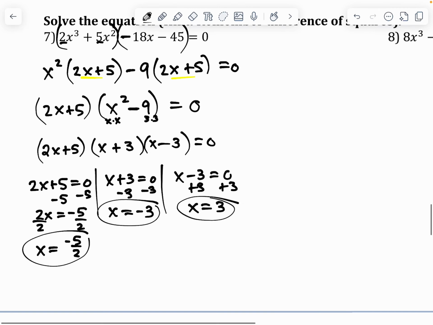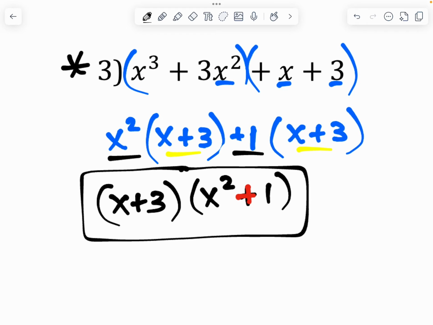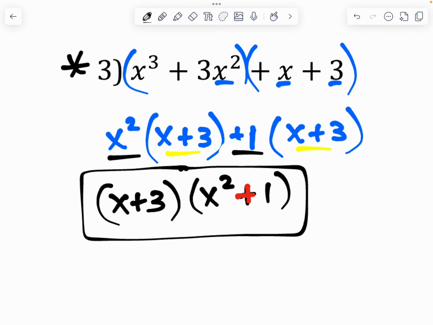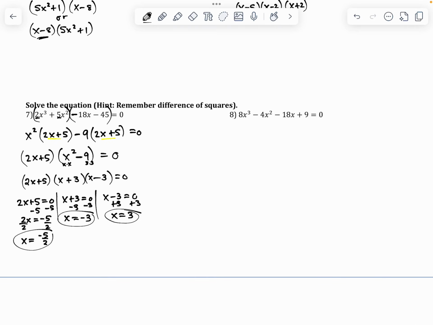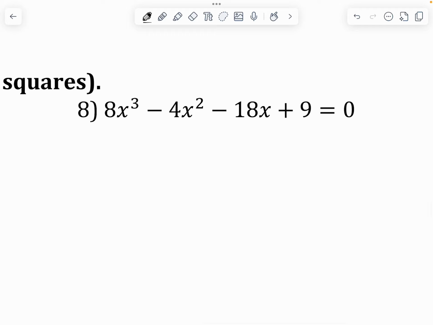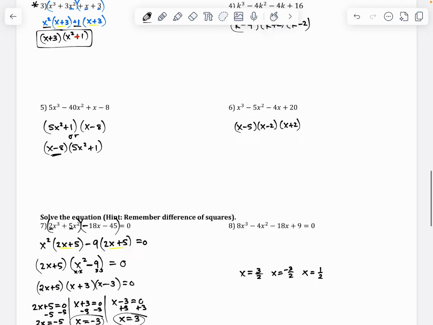It's not always going to work out with 3 solutions unless you have the difference of two squares. So like if we went up here to this one right here, if we were to solve it, it would only have 2 solutions because it only has 2 factors. Okay? All right, and that is pretty much it. I'm going to give you the answer to number 8, and you can see if you can figure those out. So x is equal to 3/2, x is equal to negative 3/2, and x is equal to 1/2. So see if you can factor those and get to the answers for that.